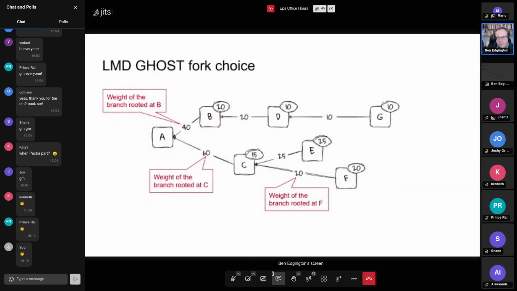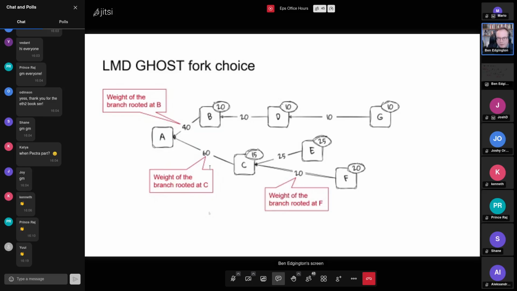Now, this is the same diagram, but updated. On each line, I have put the weight of the branch. So each block has a weight. If you sum the weights, D and G add up to 20. So the branch leading to D has a weight of 20. B, D, and G add up to 40. So the branch leading to B has a weight of 40. And we can see down the bottom, F is 20, E is 25. The branch going from A to C is worth 60 because C, E, and F add up to 60.